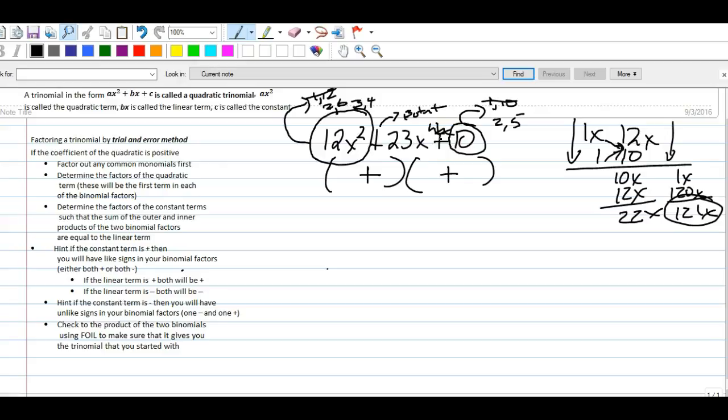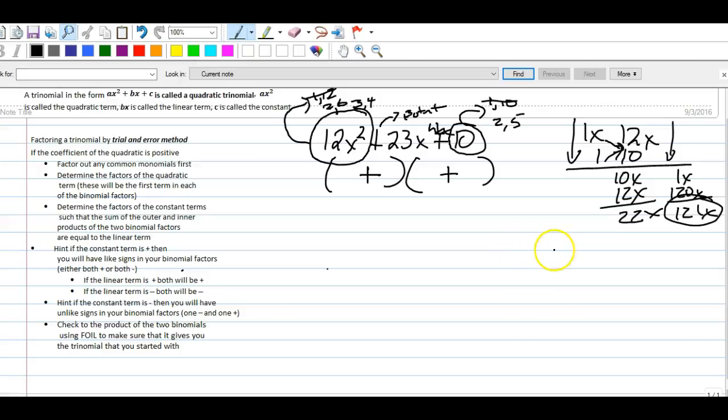Now, any other way that I pair the 1 and the 12 with the 2 and the 5 is going to give me a number that far exceeds 23x. So I can pretty much rule out the 1 and the 12 and the 1 and the 10. But I still have to consider 2 and 6 and 3 and 4 as factors of the quadratic term.